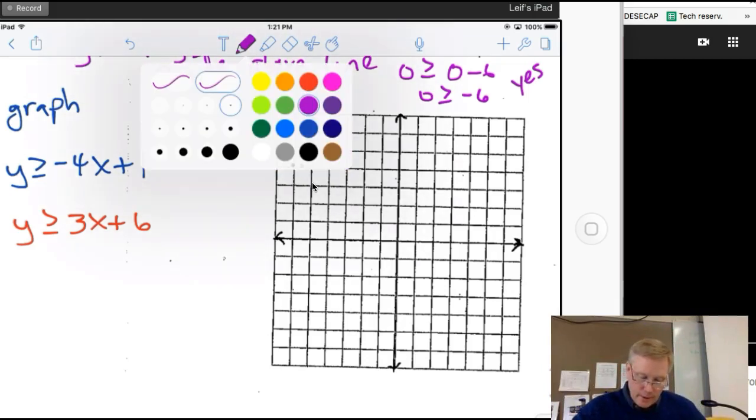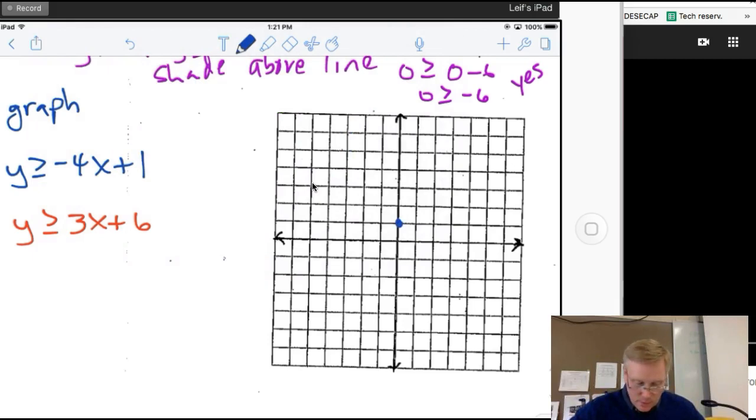The blue line has a y-intercept of 1, slope of negative 4. So that would be negative 4 over 1. That's up 4, left 1. 1, 2, 3, 4, left 1. I ran out of space. I can go down 4, right 1, which is here. Okay, that will be a solid line. Here, straight down. There we go.